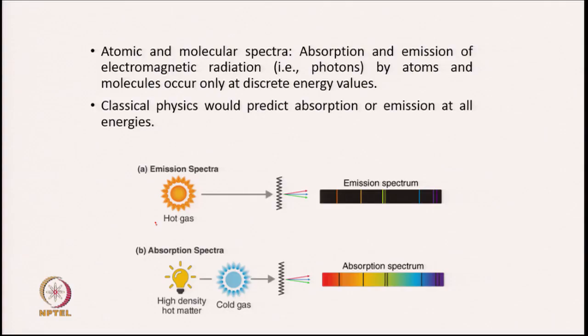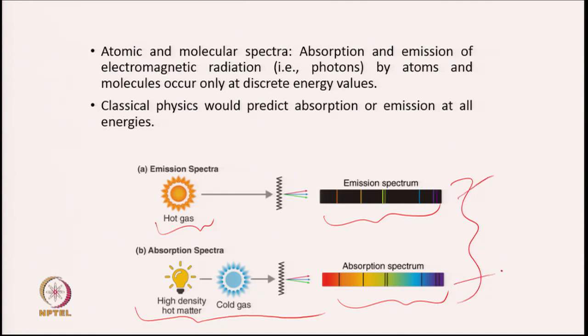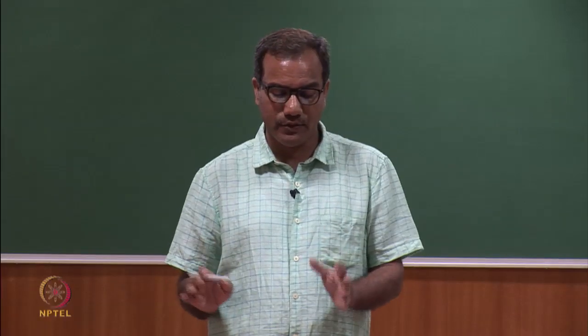And so, what we have seen is that in emission spectra, particularly in line spectra, if you take a hot gas, it will show you a line emission spectrum, and if you take light and pass it through a cold gas, you will look at an absorption spectrum. In both these cases, line spectrum and absorption spectrum, the absorption and emission happen at discrete energy values.